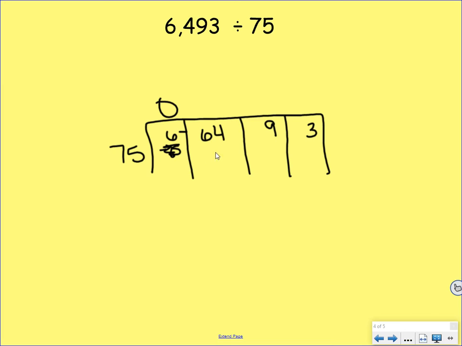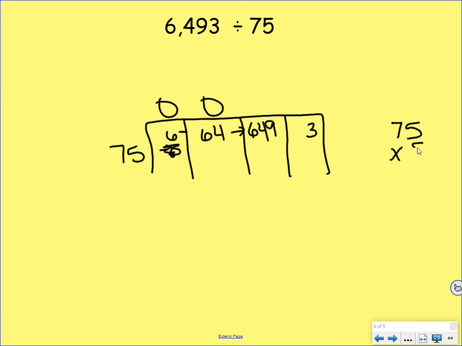Can I subtract 75 here? No, because I don't even have 75. So I'm going to put a 0 over here. So now I've got 649. So instead of adding 75s, which some people prefer addition and they would like to do that, you could also do 75, and you could just guess a multiplication problem.